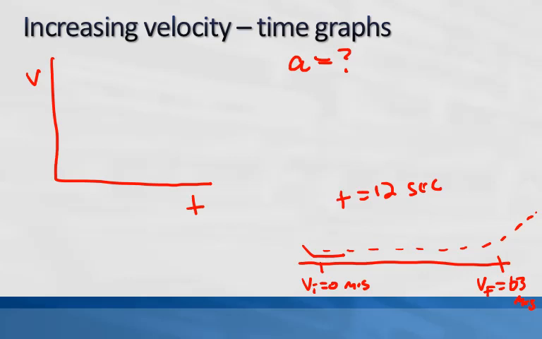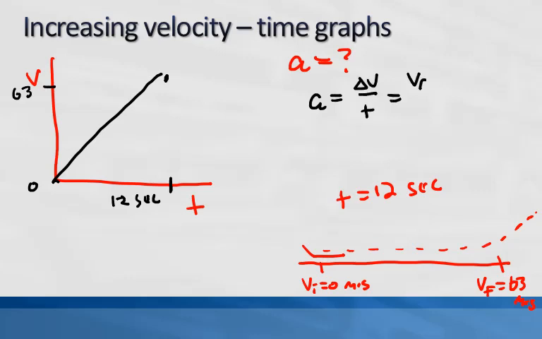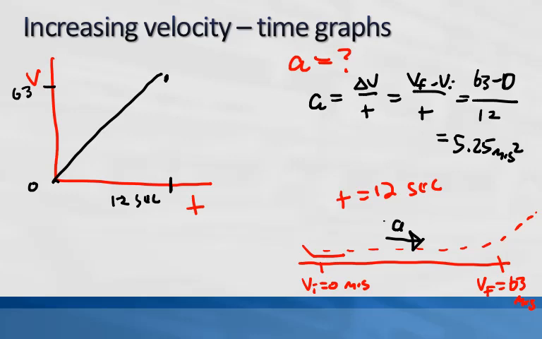All right, so for your graph, we're starting at 0 meters per second, and then we're ending at 63 somewhere up here. And so the graph's going to look like this. The time period is 12 seconds. Acceleration is a change in velocity over time, which is v final minus v initial over time, which is 63 minus 0 over 12 seconds. And so we should get 5.25 meters per second squared. And if it's in this direction, it'll be positive acceleration.